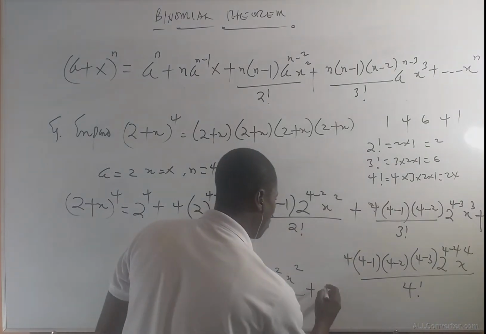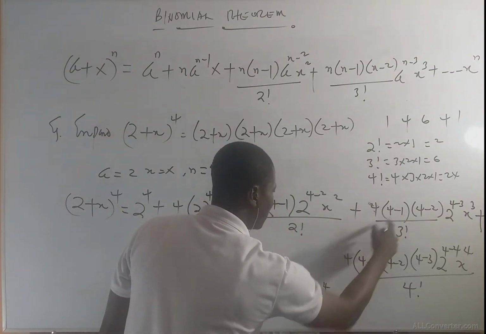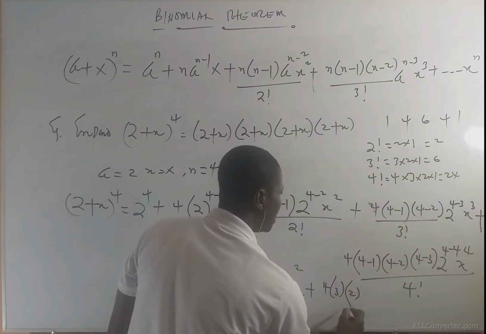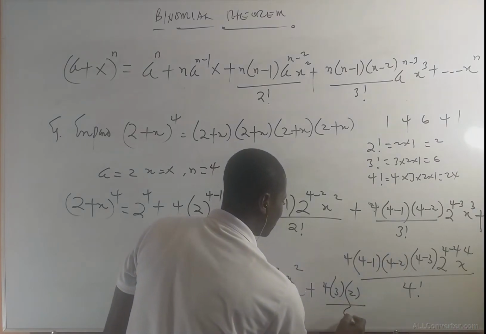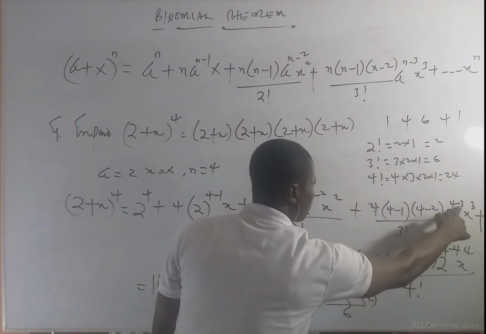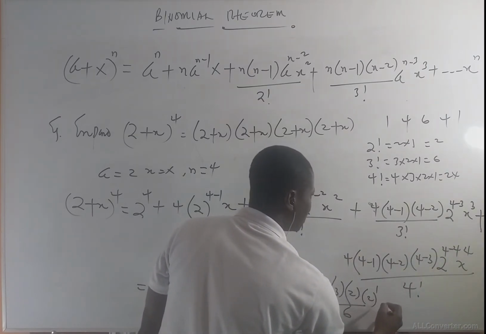Here we have 4. 4 minus 1 will give us 3. 4 minus 2 will give us 2 there, over 3 factorial, which is the same as 6. And I guess by now you understand. Then we have 2 also raised to the power 4 minus 3, which is 1. Then we have x cubed.